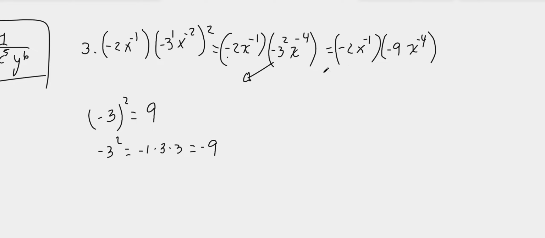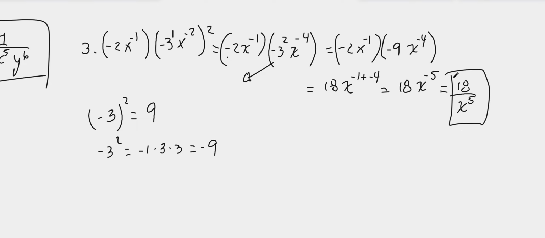Well, let's get to the fun stuff now. Now this is negative 2 times negative 9, with the parenthesis implying multiplication. Well, that is 18. And when we multiply exponents with the same base, what we do is we add them. So we have negative 1 plus negative 4. And what is that equal to? Well, that's equal to 18 times x to the power of negative 5. And what is that equal to? 18 divided by x to the power of 5.